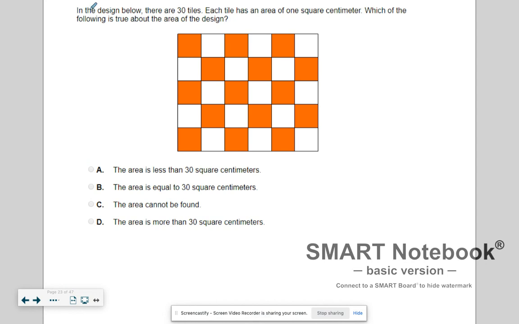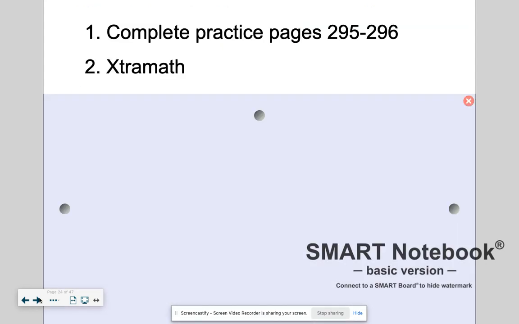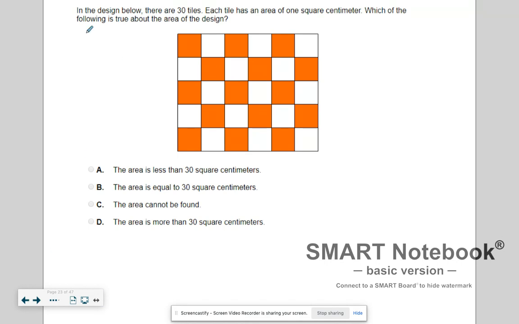All right, here's another example. I think this is the last one. Yes. All right, last example. In the design below, there are 30 tiles. Each tile has an area of 1 square centimeter. Which of the following is true about the area of the design? So let's read that again. In the design below, there are 30 tiles. Each tile has an area of 1 square centimeter. Which of the following is true about the area of the design?